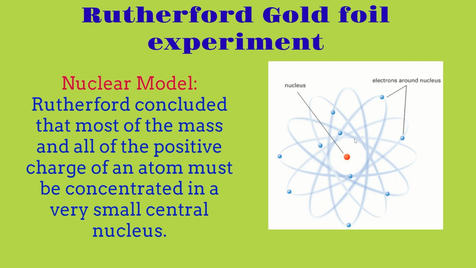So with this gold foil experiment, he came up with the nuclear model. Rutherford concluded that most of the mass and all the positive charge of an atom must be concentrated in a very small central nucleus. So then Rutherford came up with something like this. He said that there was something in the middle called the nucleus, and he found this out because of the alpha particles. Once they hit the nucleus, they would bounce off. So this was Rutherford's new type of model that he created based on the gold foil experiment.